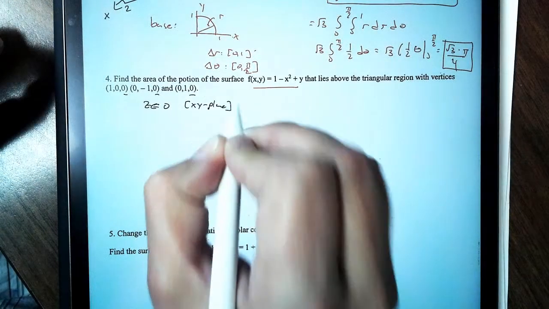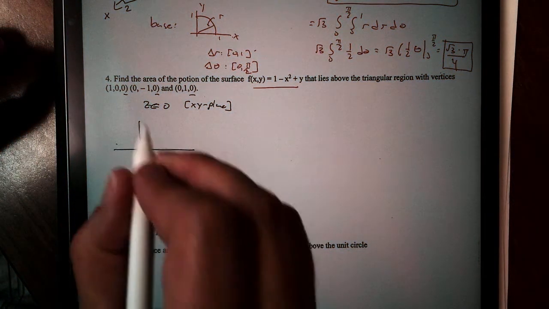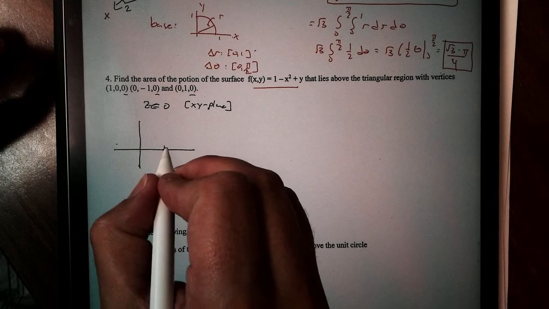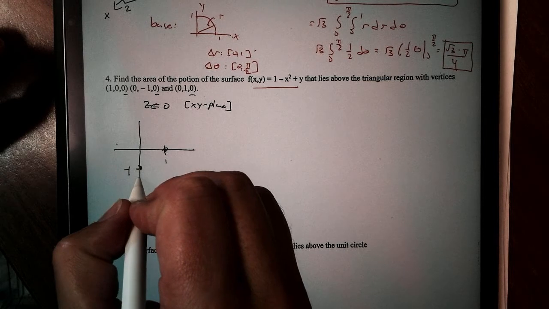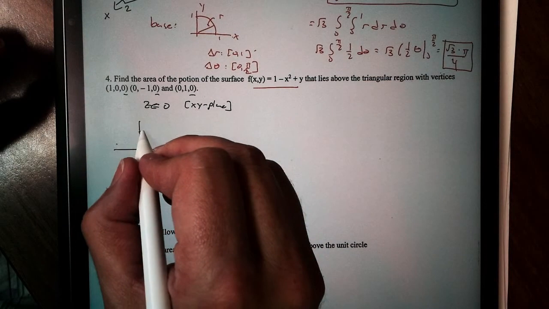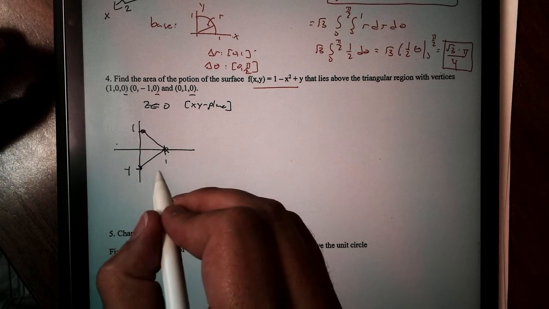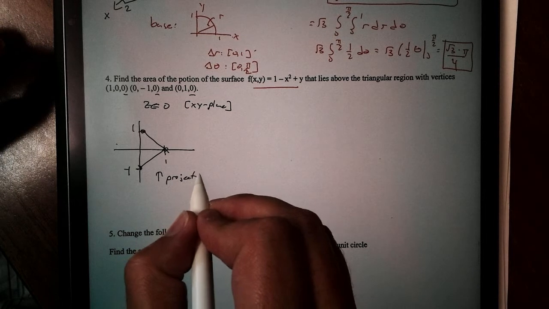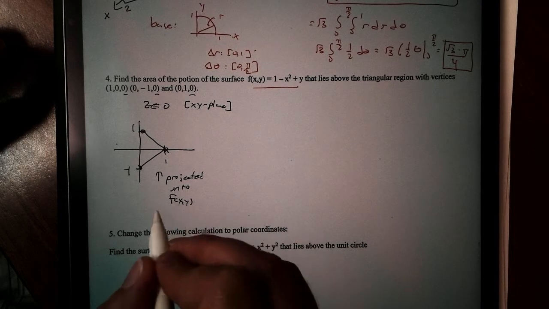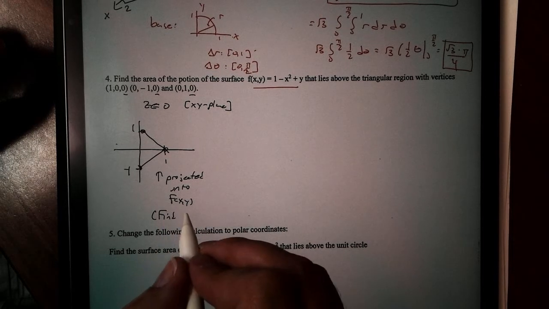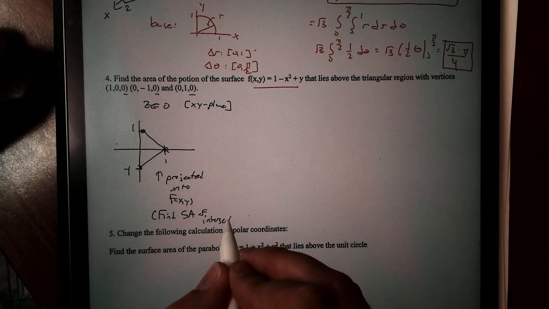So what we're talking about is my base, and it's going to be on the xy plane. If I graph this on the xy plane, my first point is 1, 0. My next one is 0, negative 1. And the other one is 0, 1 right up here. And this is that triangular base. Now remember, this is a part being projected onto our surface, f of x, y. And what we want to do is find the surface area of that intersection. That's what we're really looking for right here.